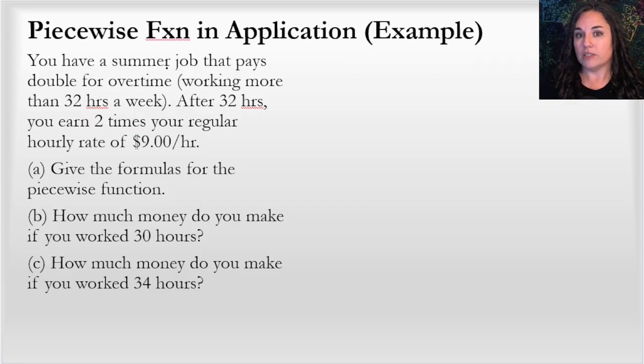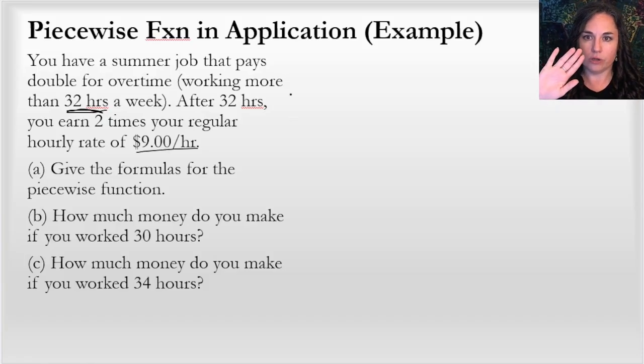Let's pretend you have a summer job that pays double for overtime, working more than 32 hours a week. After 32 hours, you earn 2 times your regular hourly rate of $9 per hour. Do you see the two different domains going on here? We have what you get paid for 32 hours or less working in a week, and what you get paid for 32 hours or more working in a week. I'm going to define my variable here. It may have you use x, but I like using t for time.